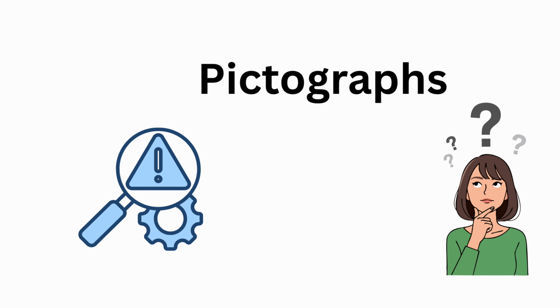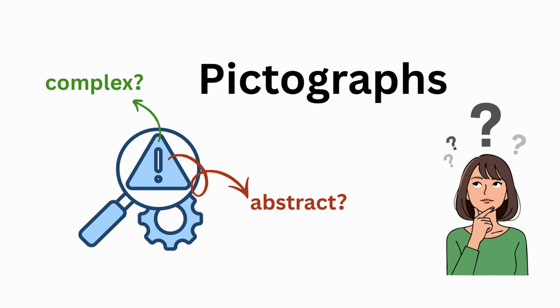But what do you think is the limitation of pictographs? They're simple, they're fun to look at, they work great for nouns, especially everyday things you can actually see. But what about more abstract or complex ideas? How do you create characters for those?